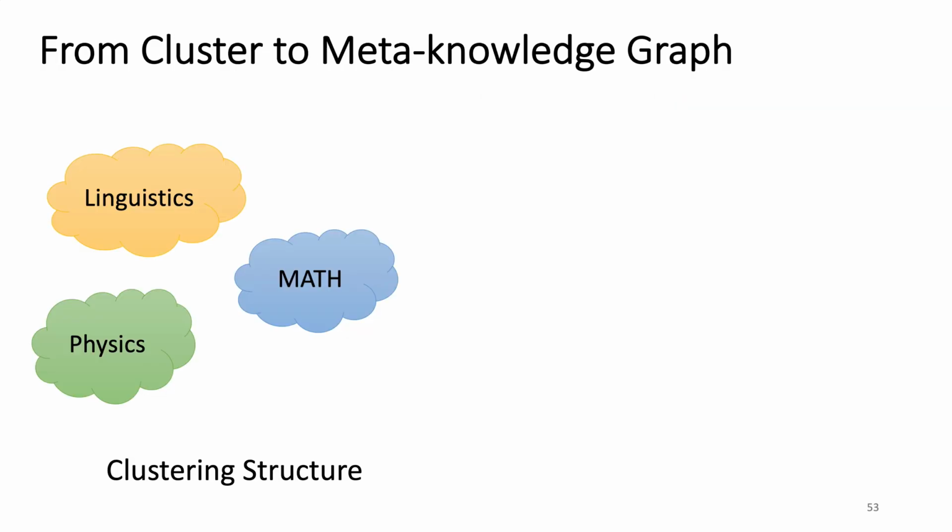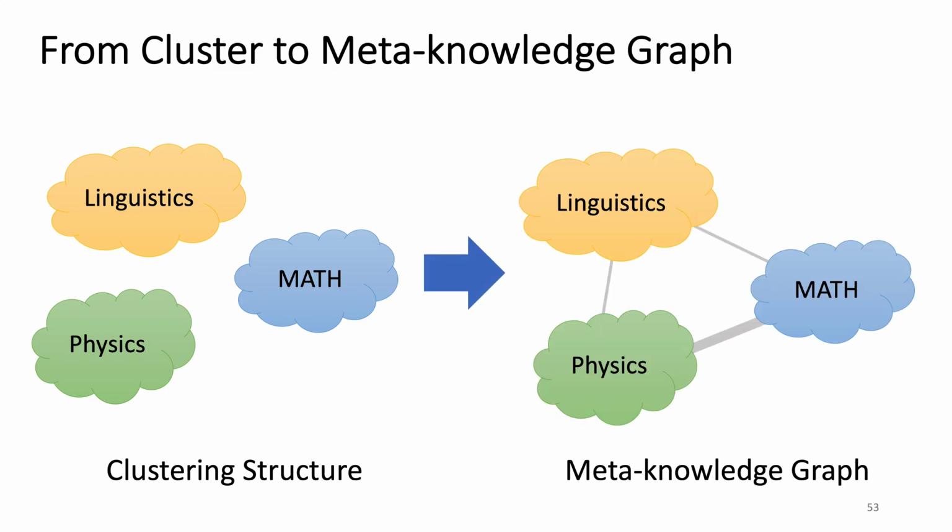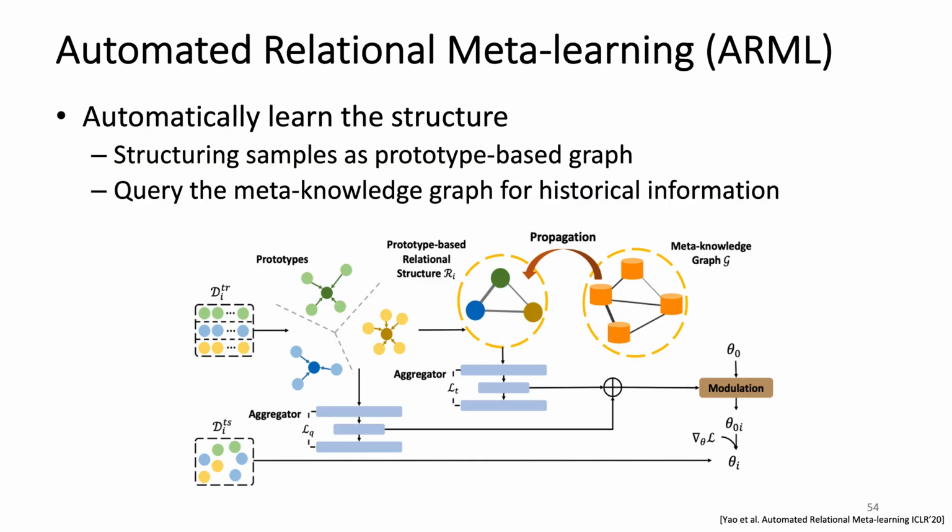Okay, let's show another example. To improve the cluster structure and avoid the handcrafted design, there is a new structure which we call a meta-knowledge graph. Different from the clustering structure, the meta-knowledge graph includes the relations between different groups or summarizations of tasks. You can see there is strong correlation between physics and math, but weak correlation from linguistics to physics and linguistics to math. To achieve this, in ICLR 20, the AMO was proposed to automatically learn the structure.